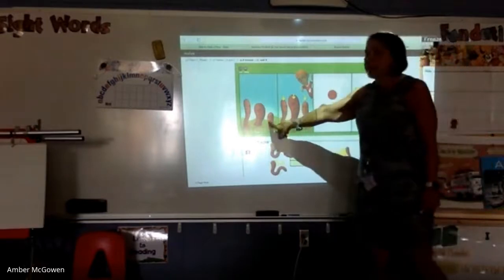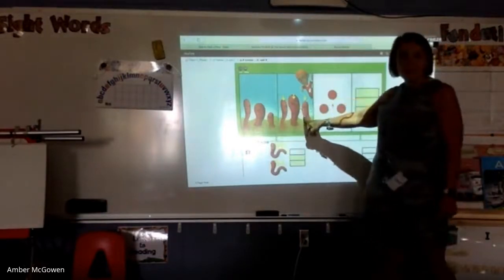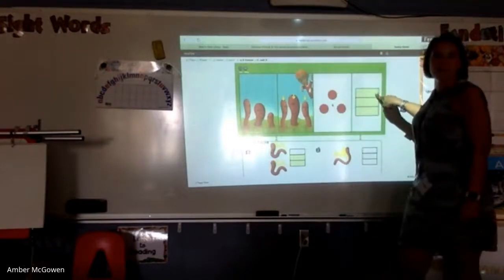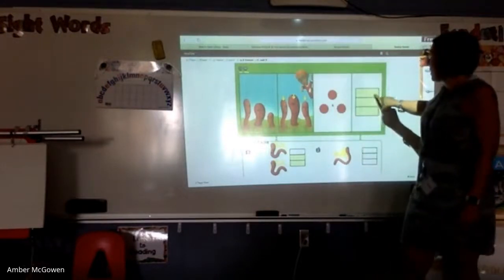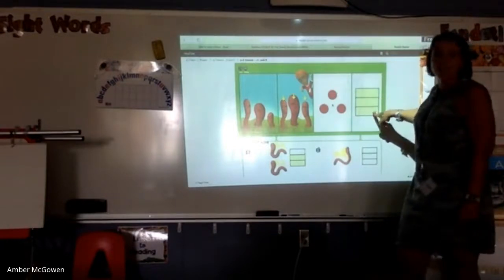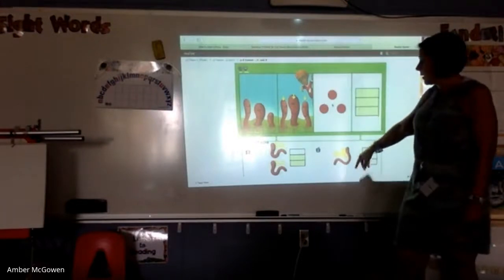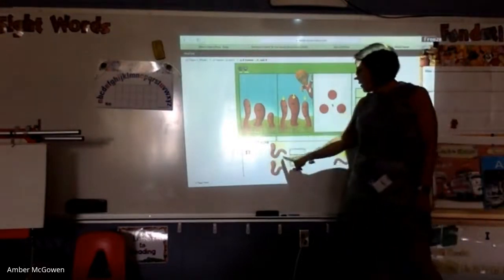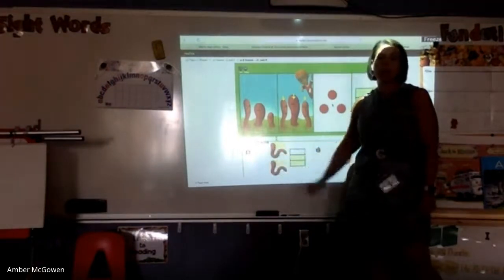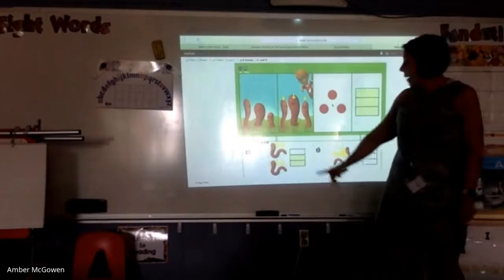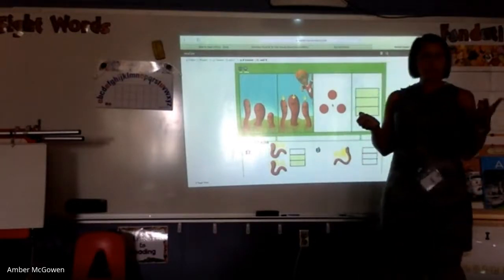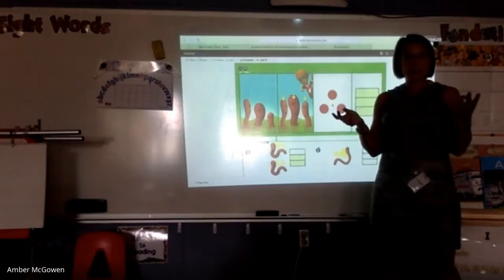So if I have 3 here, and 3 here, and 3 here, how many do I need to color in here? 3. So they have 1, 2, 3 colored in already. And that's what we're going to be doing down here. Okay? Now, right here, let's count our worms. 1, 2. How many worms are there? 2. So how many boxes did they color in? 2. 2 worms, 2 boxes. You want to make sure they match, right?